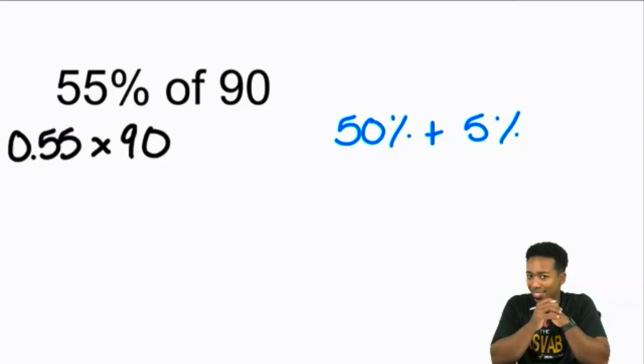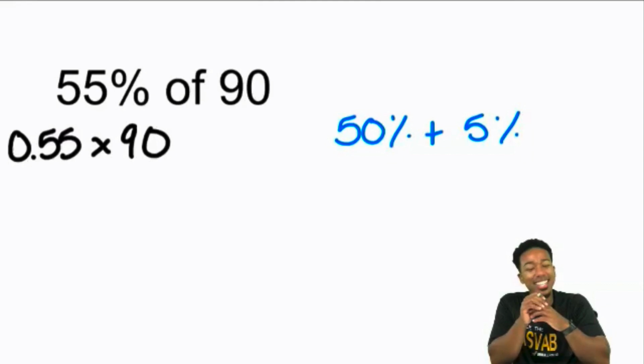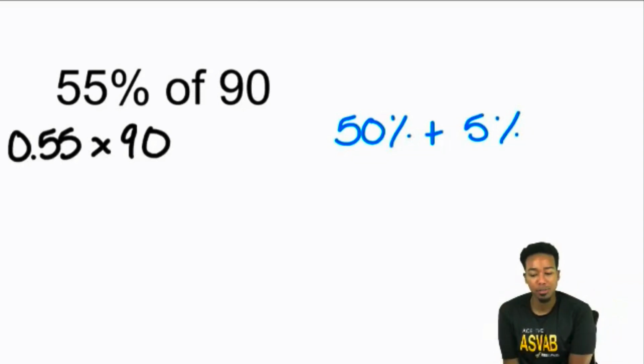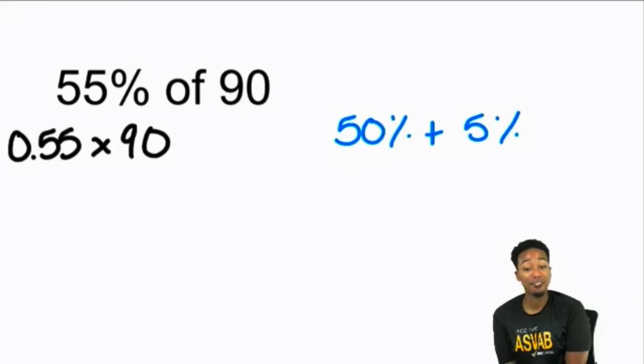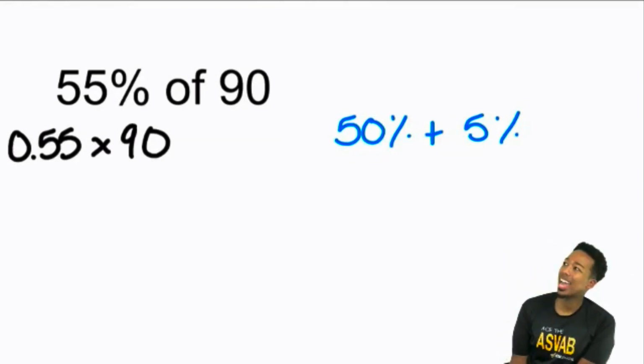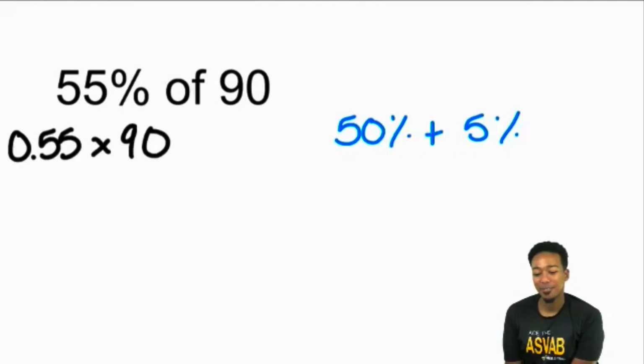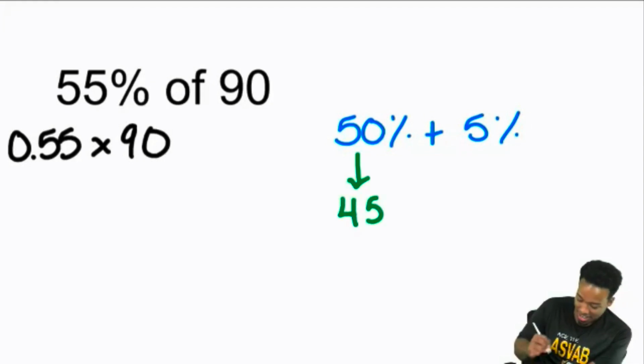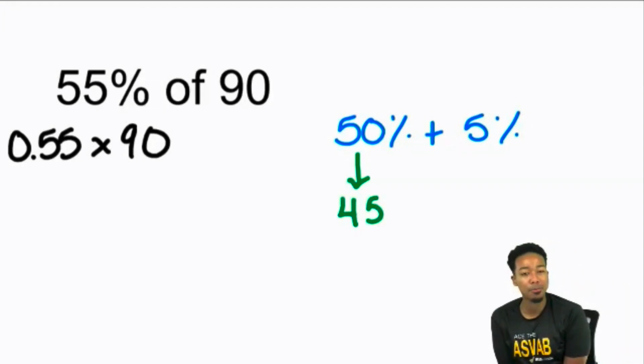Well, yeah, it is. And guess what? Everybody, 50% of any number is the same thing as doing what? Yeah, same thing, half. 50% is the same as saying half of the number. And so everybody, what's half of 90? Half of 90 is going to be 45.